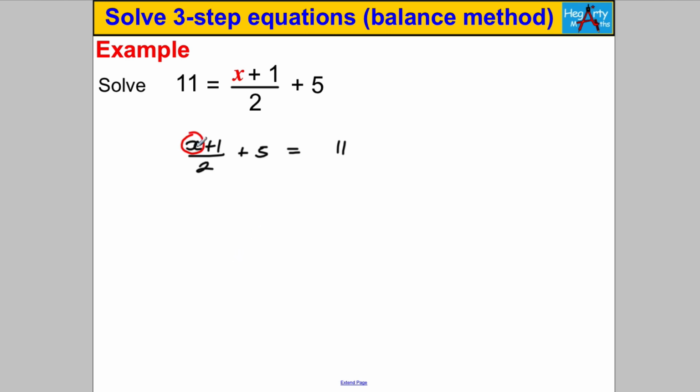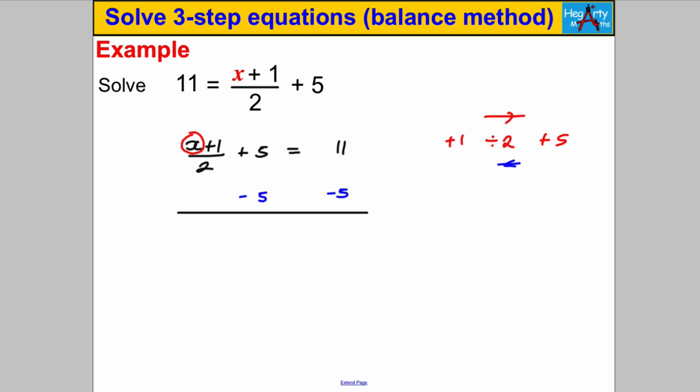Now, thinking what happened to x, the first thing, 1 got added to it, then the answer was divided by 2, and finally we added 5 to that. So going backwards, what we're going to do? Well, we're going to do the inverse operations, subtract 5, multiply by 2, and take away 1. So let's start by undoing this add 5. Let's take away 5 from both sides.